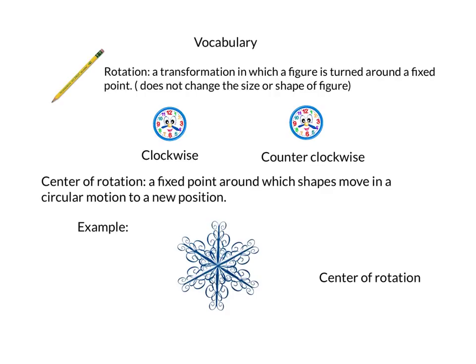Our second vocabulary word for today is the center of rotation, or a fixed point around which shapes move in a circular motion to a new position. So I'm using this snowflake as an example. My center of rotation, if I started turning this snowflake around and pretending that I had a screw or something right in the middle of this snowflake holding it in place but still allowing it to turn, that center point would be the center of rotation. It's what I'm turning my snowflake around.